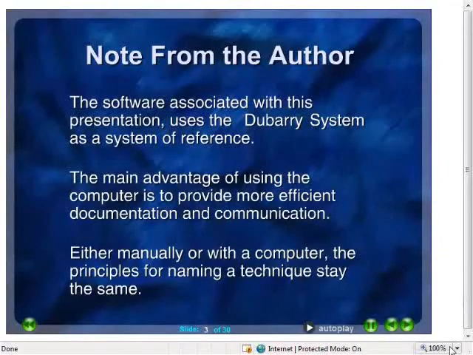The main advantage of using the computer is to provide more efficient documentation and communication. Either manually or with the computer, the principles for naming a technique stay the same.